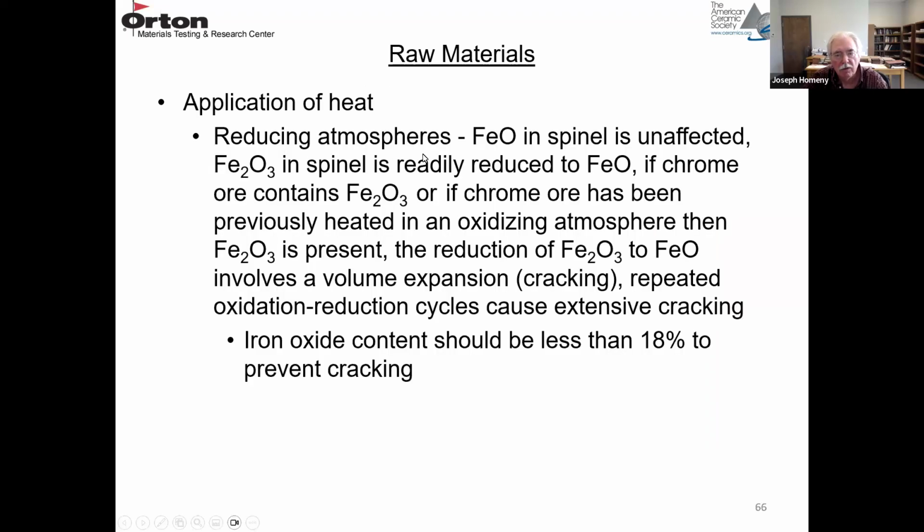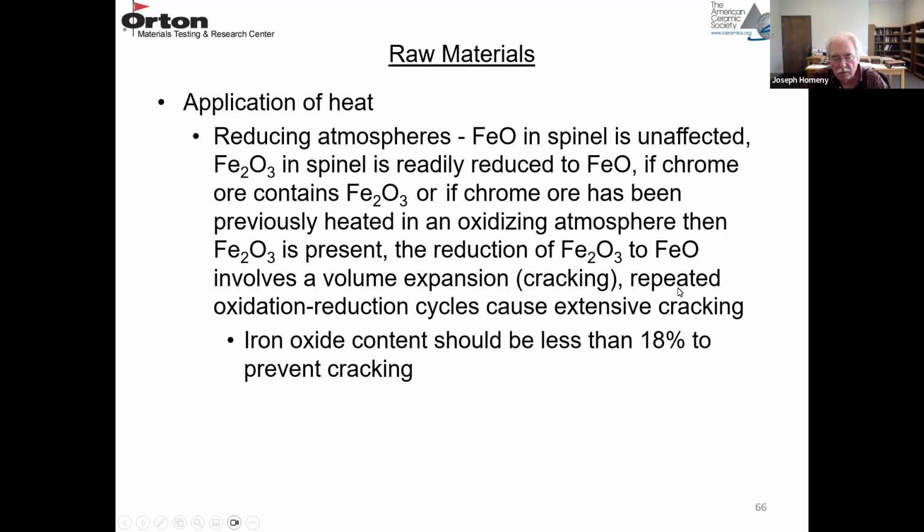If the atmosphere is reducing, the FeO is stable. So FeO in the spinel is unaffected, it's stable. And then the Fe2O3 is reduced. So the Fe2O3 in the spinel is reduced to FeO. So if a chrome ore contains Fe2O3, or if the chrome ore has been oxidized and you form Fe2O3, you're going to reduce this Fe2O3 to FeO. That involves a volume expansion and cracking.